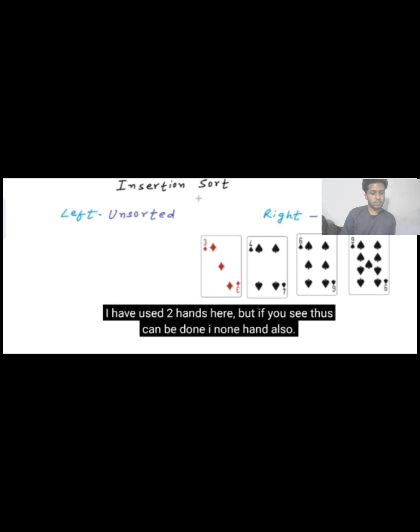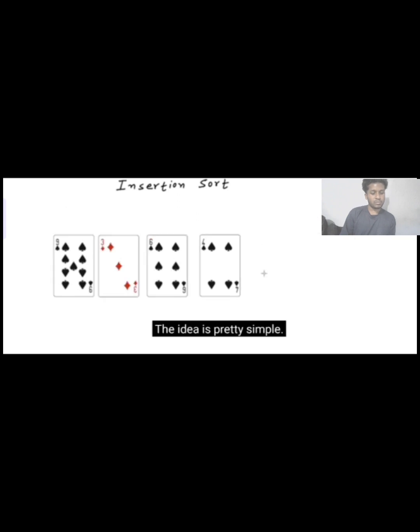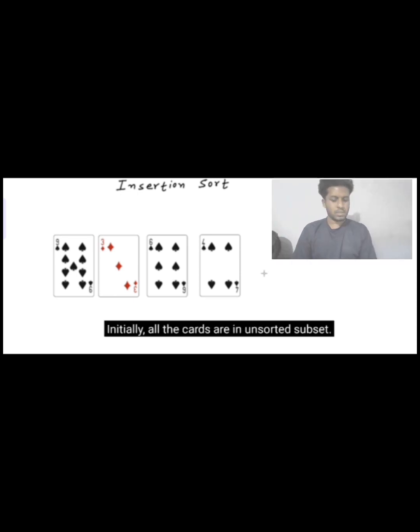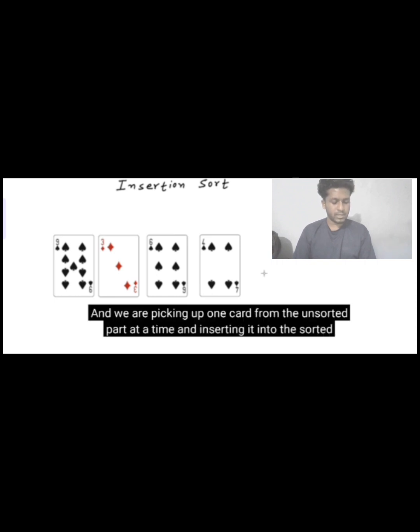This idea is pretty simple. What we are basically doing is dividing the set of cards into two subsets, a sorted subset or a sorted part and an unsorted subset or unsorted part. Initially all the cards are in the unsorted subset and the sorted part is empty, and we are picking up one card from the unsorted part at a time and inserting it into the sorted part.